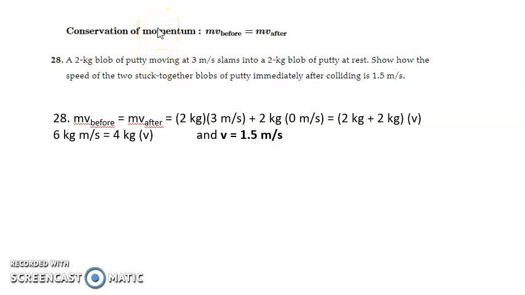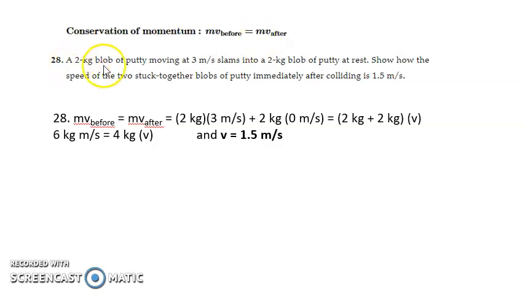The conservation of momentum principle states that the total momentum of your system before is going to be the same as the total momentum of your system after. This is an isolated system.